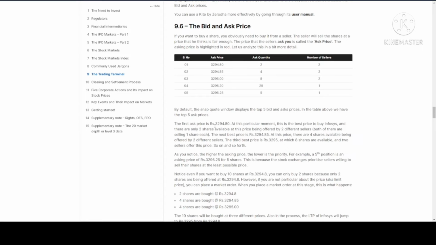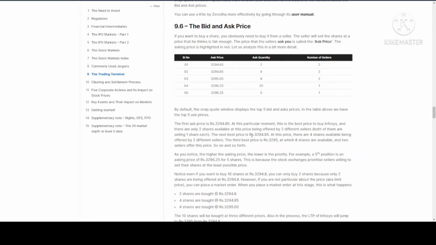The first ask price is rupees this. At this particular moment, this is the best price to buy Infosys, and there are only 2 shares available at this price being offered by 2 different sellers. Both of them are selling 1 share each.